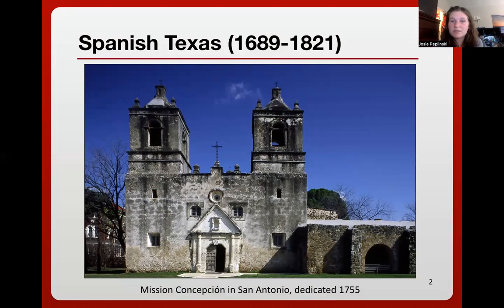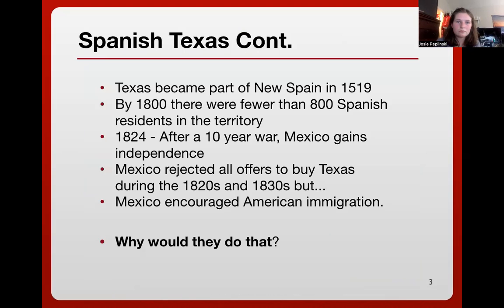So Texas was a Spanish territory from 1689 through 1821. And this is a picture of something that was created at the time. It was a Roman Catholic church because many Spanish people were Roman Catholic. We also have that Texas was part of New Spain in 1519. Sorry, it was kind of a weird transition there. By 1800, there were fewer than 800 Spanish residents in the territory, so there were very few residents.